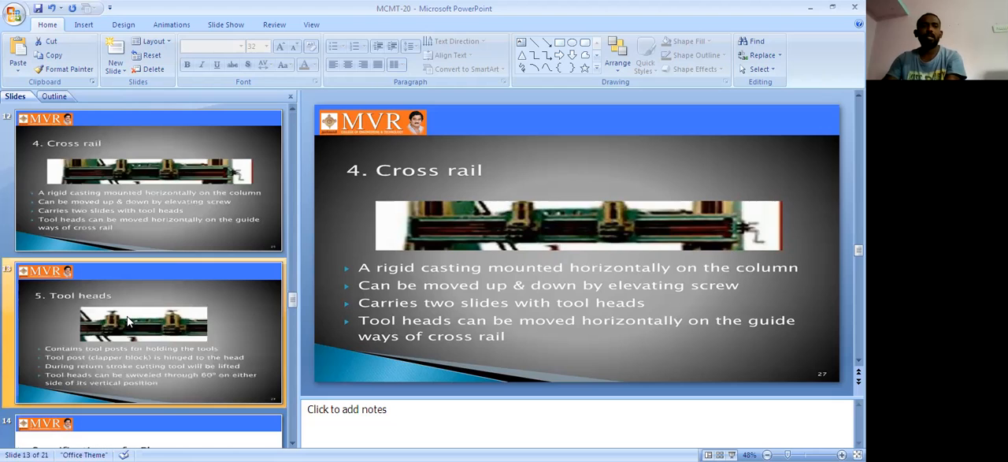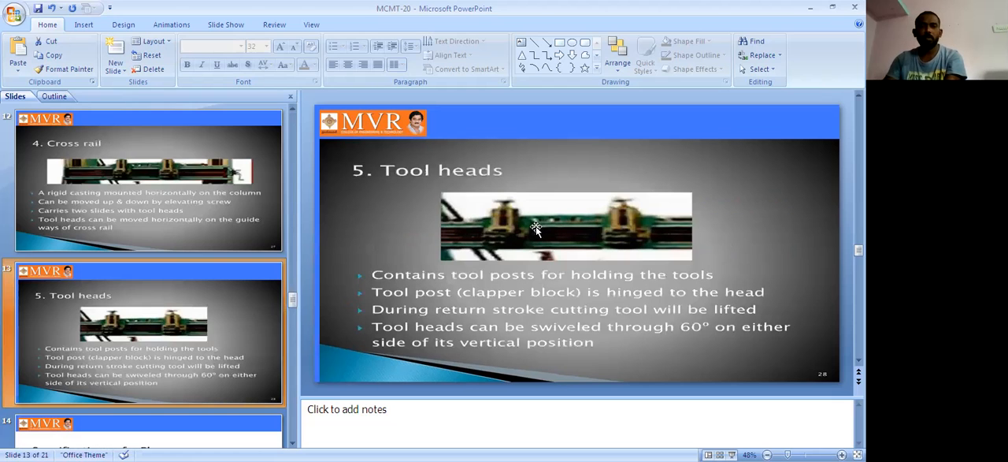Next is the tool head, which is very important. It contains the tool post for holding the tool. The tool post, or clapper box, is hanging to the head. We have the forward stroke and the return stroke, and during the return stroke the cutting tool will be lifted.